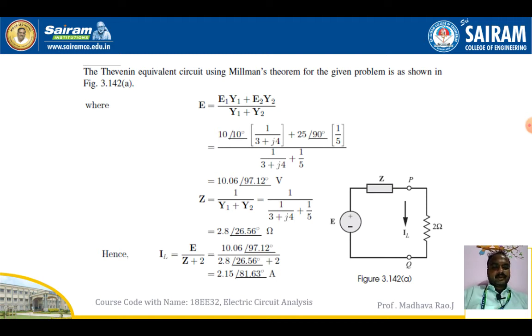Millman's circuit is like a Thevenin's equivalent circuit: a voltage source in series with a resistance or impedance. So like that we have to find the Thevenin's equivalent circuit. Then we have to reconnect the resistor which we removed in the first case, and calculate the current flowing through that resistor. So here E is equal to (E1 Y1 plus E2 Y2) divided by (Y1 plus Y2). Substitute the E1, Y1 values and find E, the open circuit voltage.